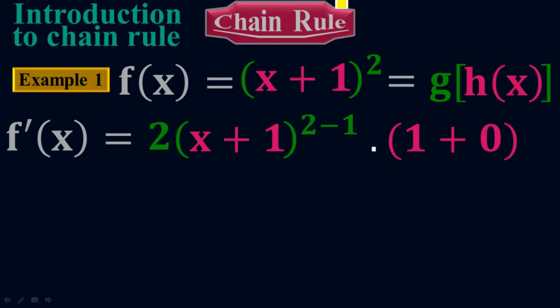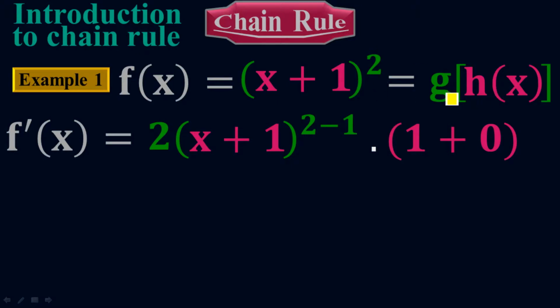Look, what we do in the chain rule: if the given function f of x equals x plus 1 to the whole square, the square is the outermost function, which is g, and x plus 1 is the inner function, which is h of x. First we're going to take the derivative of the outermost function. So this green thingy is the outermost function. If you take its derivative, the derivative of x plus 1 to the whole square will become 2 into x plus 1 to the 2 minus 1. Just simply apply the power rule.